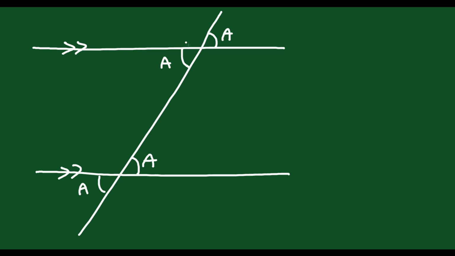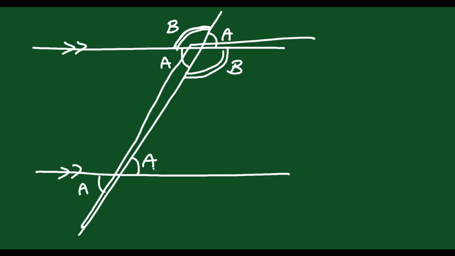Now, what about this angle up here? We can call this angle here angle B. And if that's B, of course, this is also B. And there's another rule. It's called the F pattern, where basically if you have a letter F like this, then the angle in here is going to be the same as the angle in here.